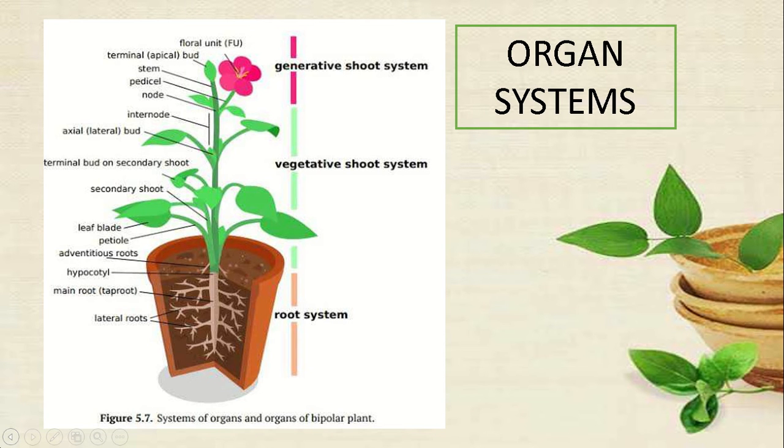Next is the organ systems. Organ systems have the shoot system and the root system. Shoot system absorbs the light needed for photosynthesis, and the root system supports the plant and absorbs water and minerals. So the picture shows the parts of the organ systems.